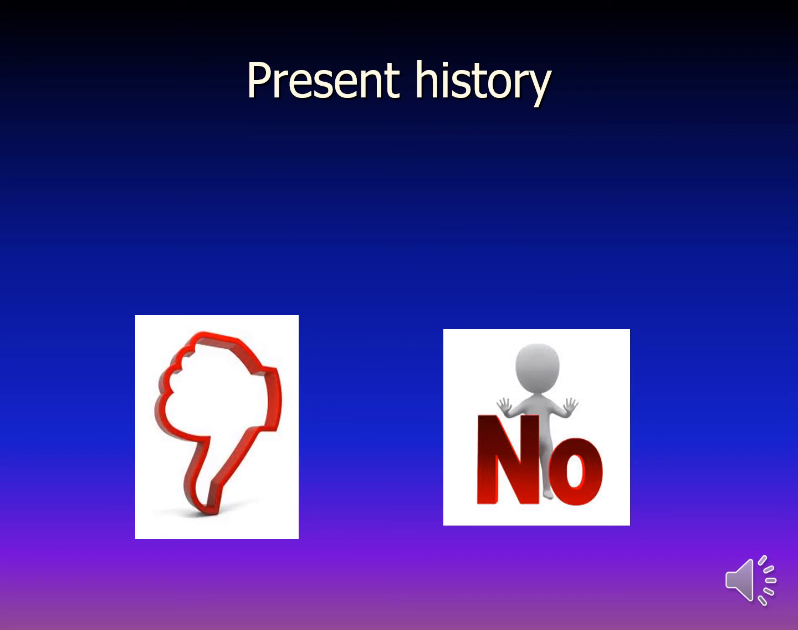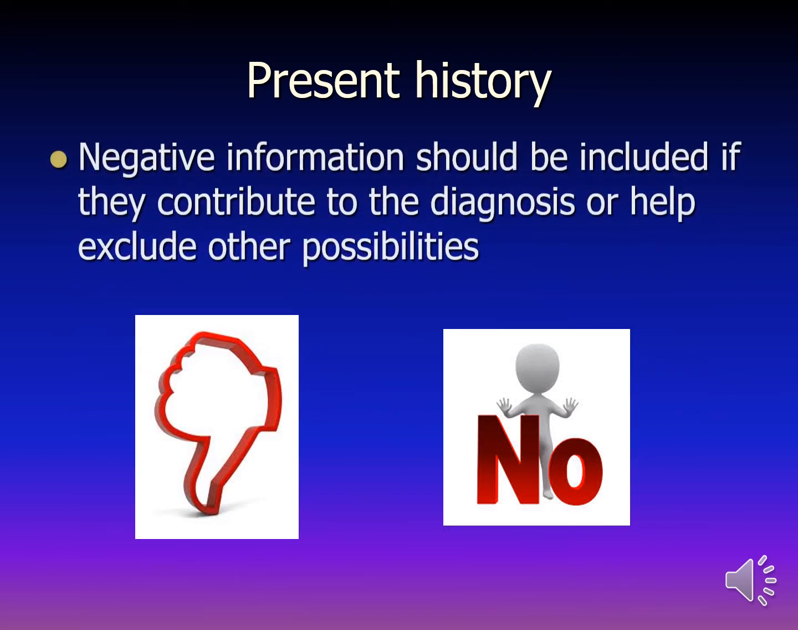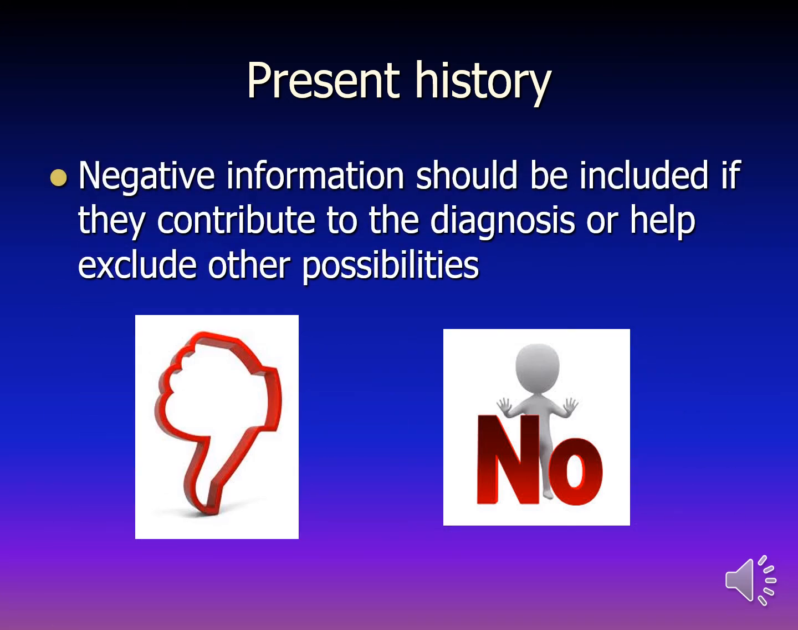Lastly, at the end of the present history, you can add negative symptoms or negative information. Negative information should be included if they contribute to the diagnosis to help exclude other possibilities. And please put it at the end, the last line of the present history.